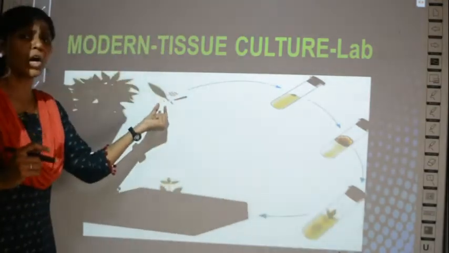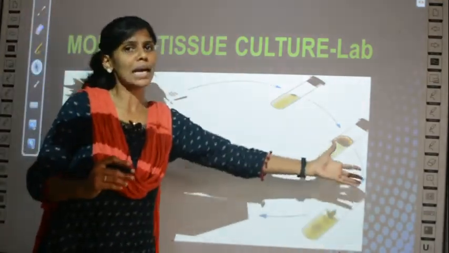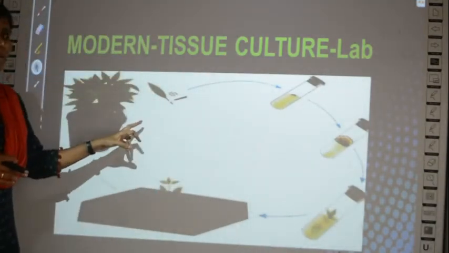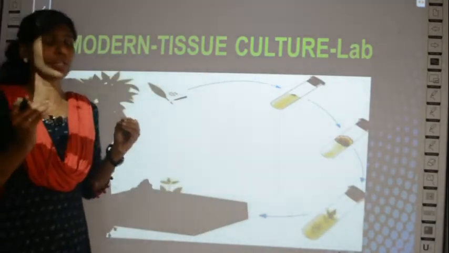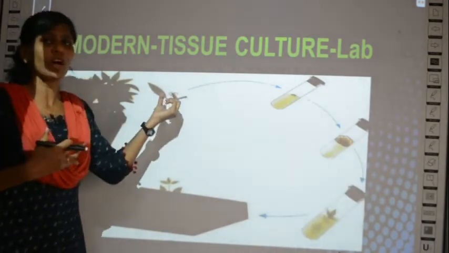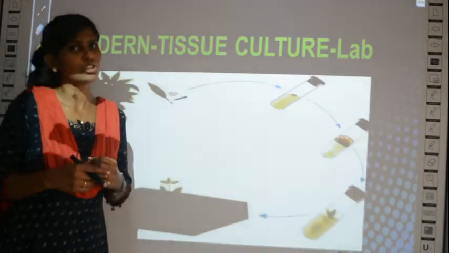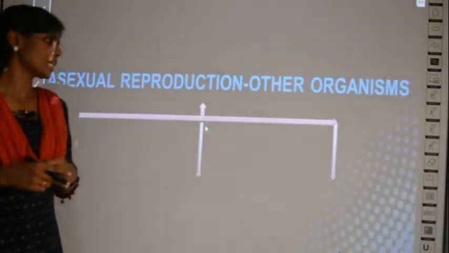So from one small bit of leaf, a new plant can emerge, and this method is called tissue culture method. So by this method, within a short duration, as many small bits of leaves as you have, that many plants can be produced in tissue culture method. So it is a very advanced method.